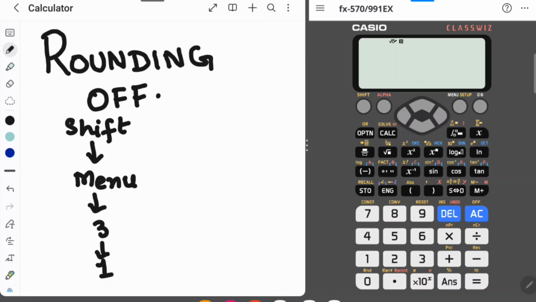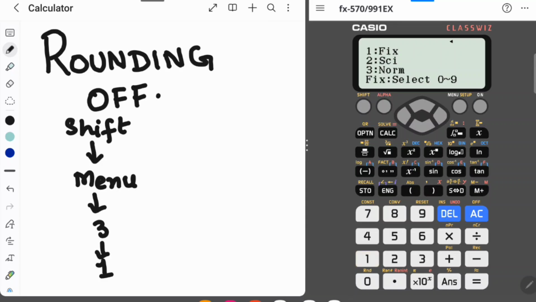You just go to shift and then menu, and you can see the angle unit, which we have done in the previous part. All right, so the number format is at 3, so press 3, and then they're asking you to fix scientific notation or normal. So you just press 1, and then they ask you 0 to 9, how many decimal places you want.